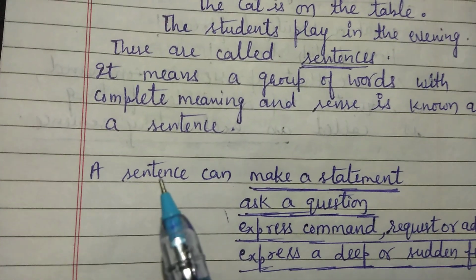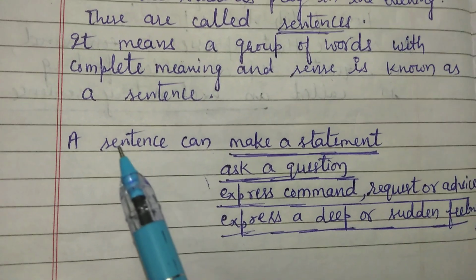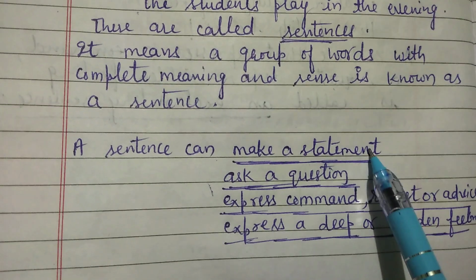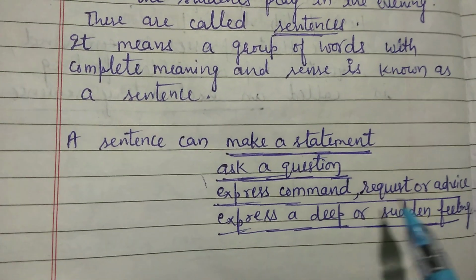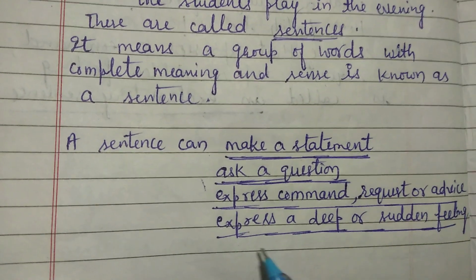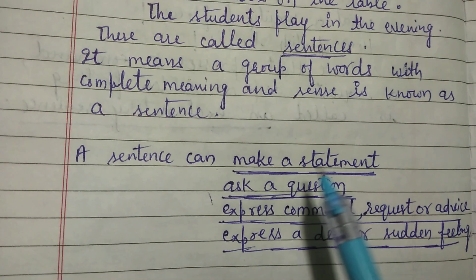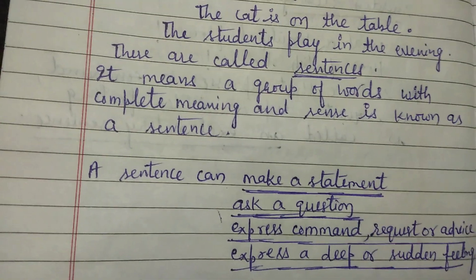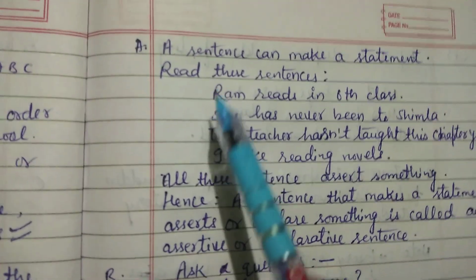Let's try to know the kinds of sentences. We must know that a sentence can make a statement, ask a question, express a command, request, or advice, or express a deep or sudden feeling. All these types show us that a sentence has four main types of its own. Let us try to understand the first one.